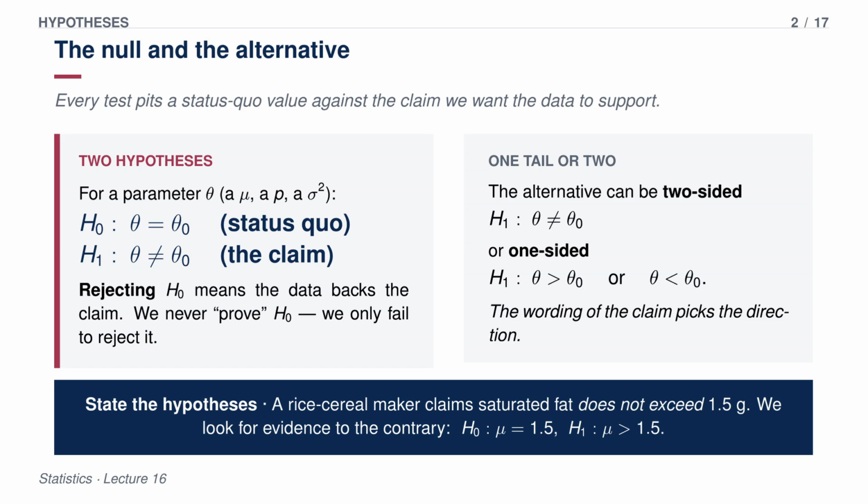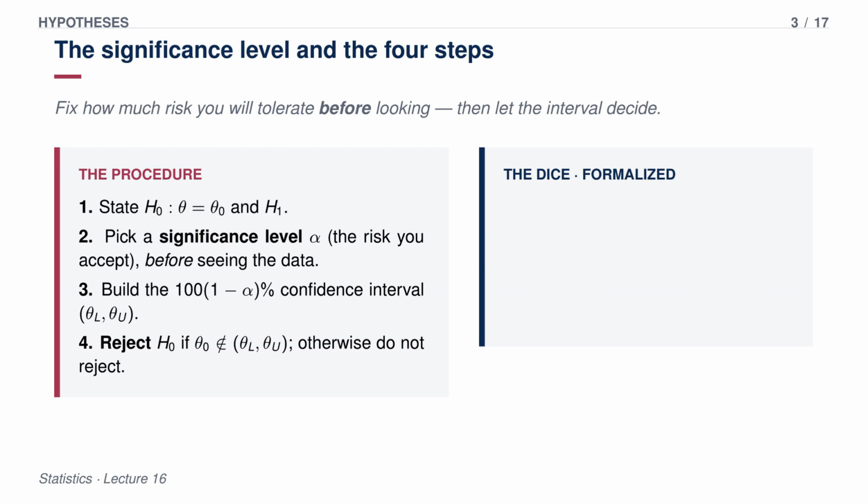One subtlety worth its own line. Rejecting H-naught means the data backs the claim, but we never prove H-naught. At most, we fail to reject it. Quick example. A cereal maker says saturated fat does not exceed 1.5 grams. We look for evidence against that. So H-naught is mu equals 1.5, and H1 is mu greater than 1.5. Before we touch the data, we fix how much risk we'll tolerate.